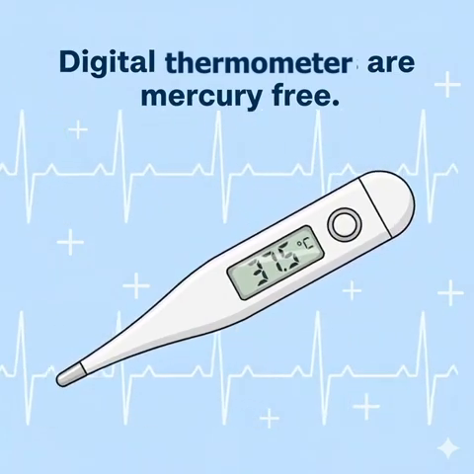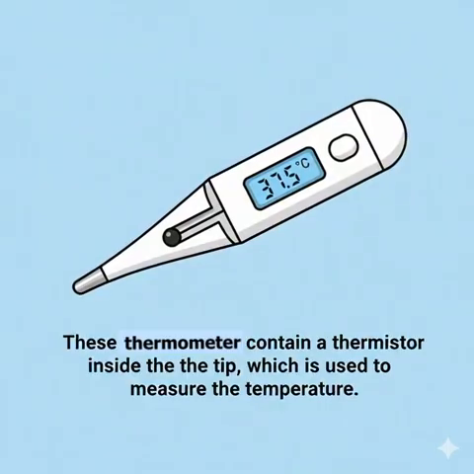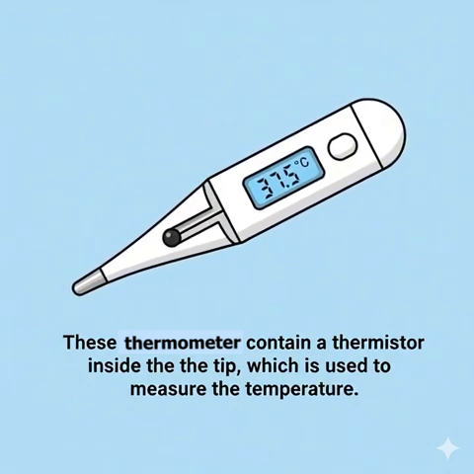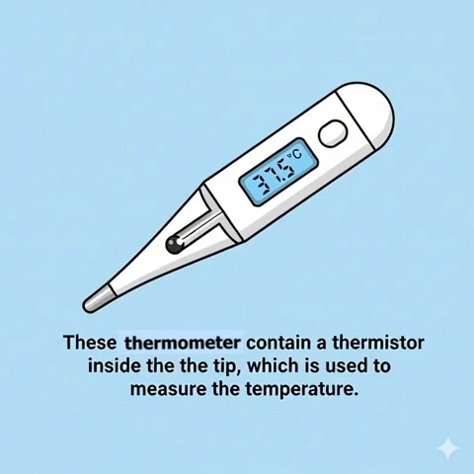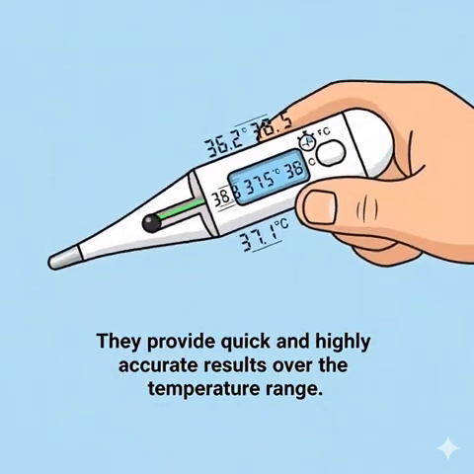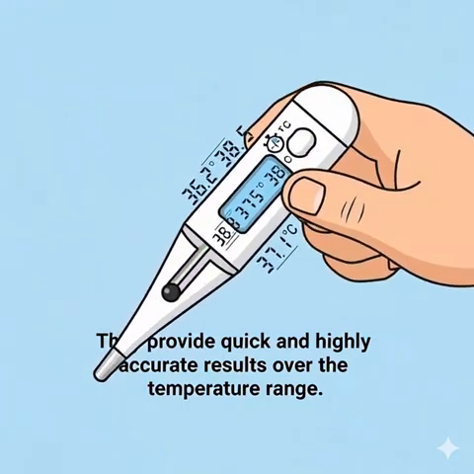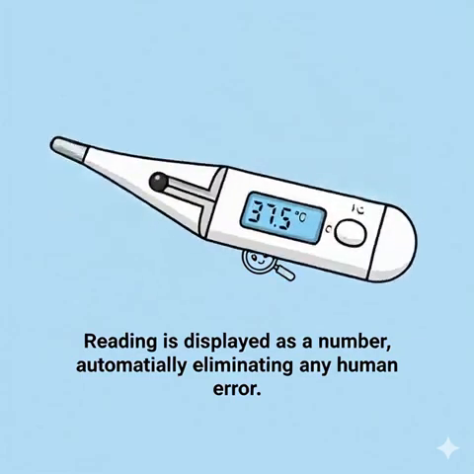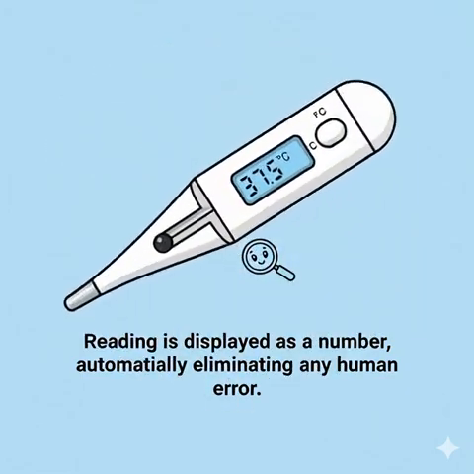Digital thermometers are mercury-free. These thermometers contain a thermistor inside the tip, which is used to measure the temperature. They provide quick and highly accurate results over the temperature range. The reading is displayed as a number, automatically eliminating any human error.